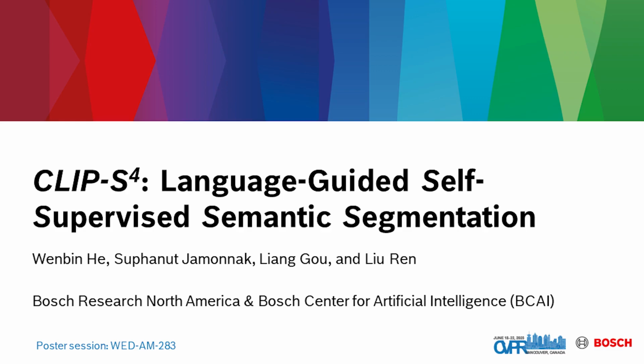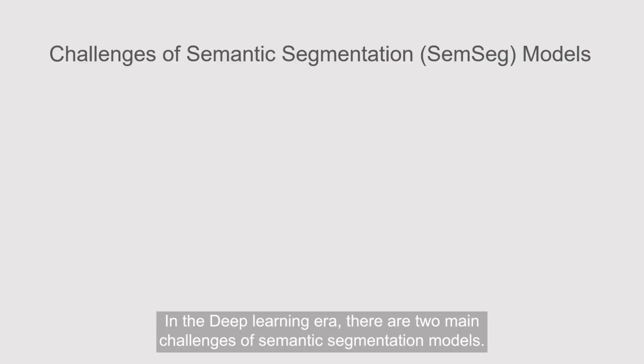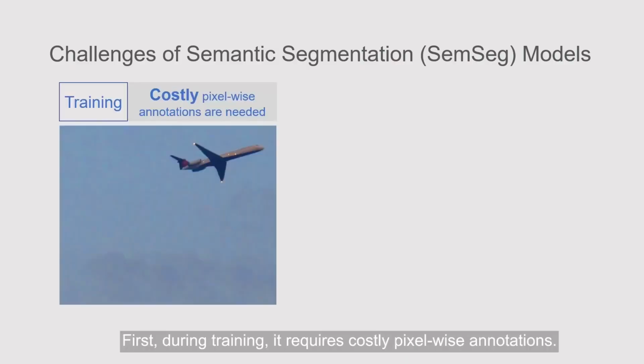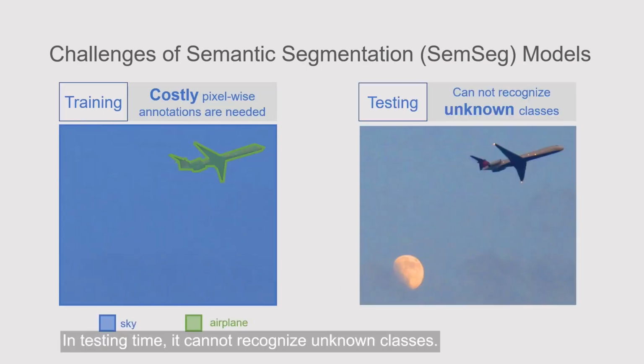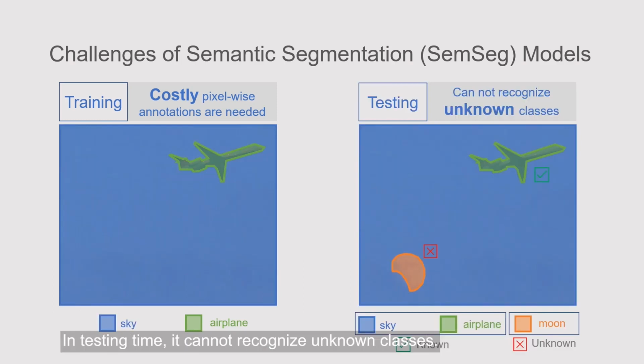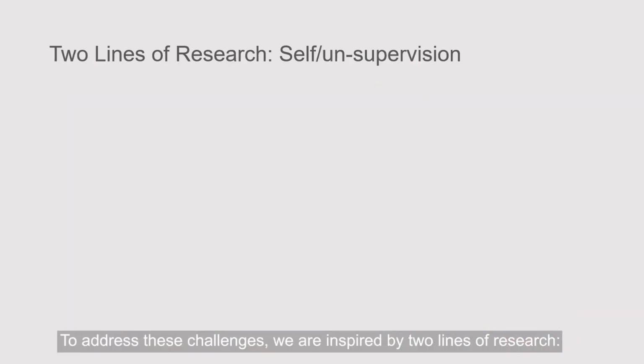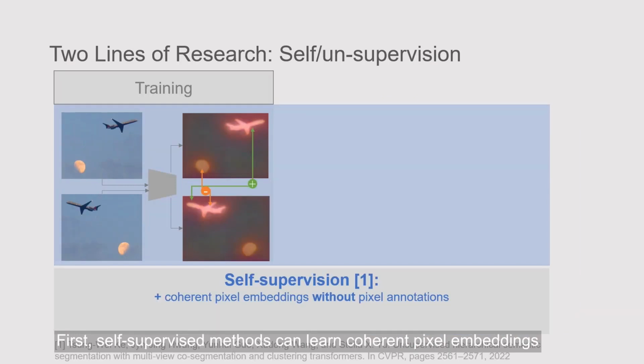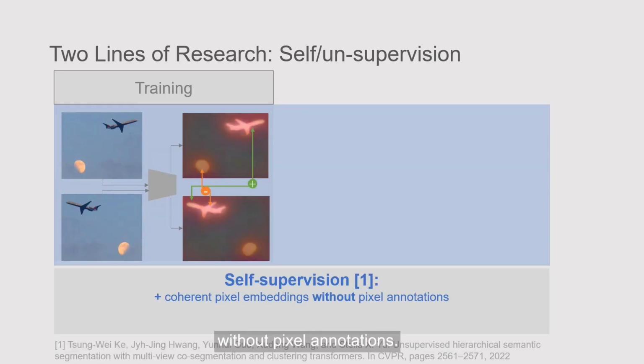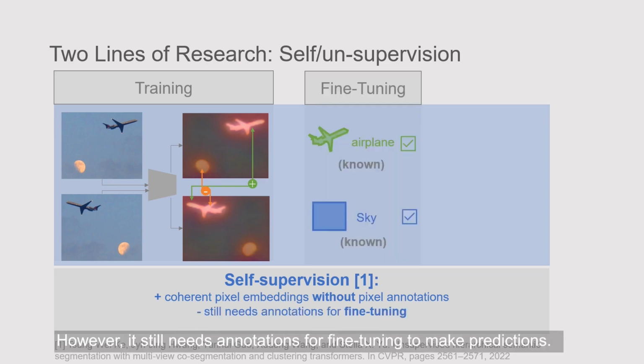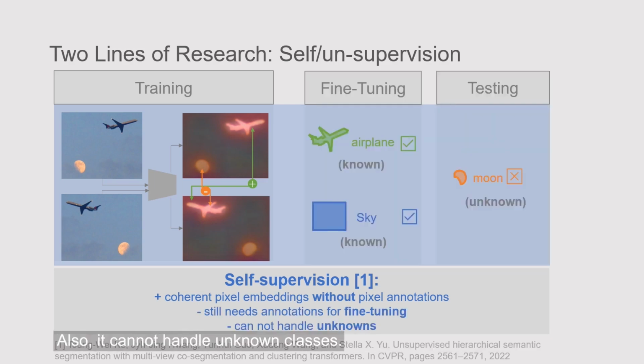In the deep learning era, there are two main challenges of semantic segmentation models. First, during training, it requires costly pixel-wise annotations. In testing time, it cannot recognize unknown classes. To address these challenges, we are inspired by two lines of research. First, self-supervised methods can learn coherent pixel embeddings without pixel annotations. However, it still needs annotations for fine-tuning to make predictions. Also, it cannot handle unknown classes.